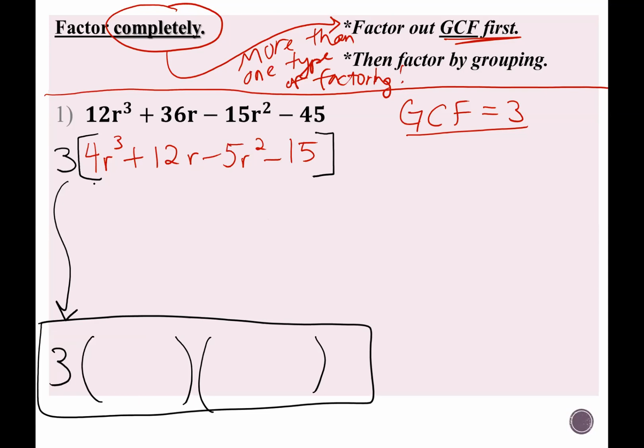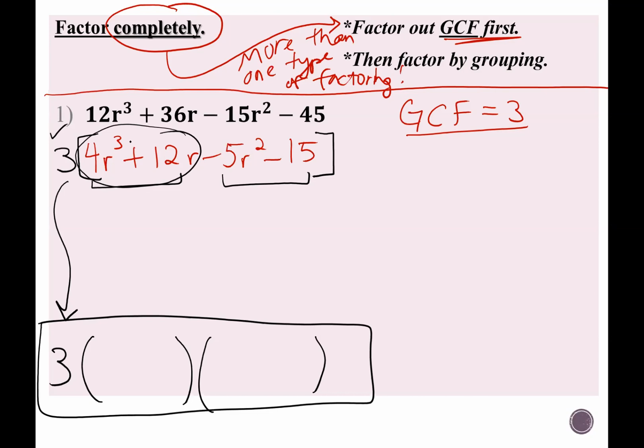Okay, so here are my different groups. 4r to the third plus 12r, that's what I'm focusing on right now. Again, we already took out the 3, so it's all good. We took care of that. Don't need to worry about it. It's ready for us in the answer. Just focus on this group, 4r to the third plus 12r.